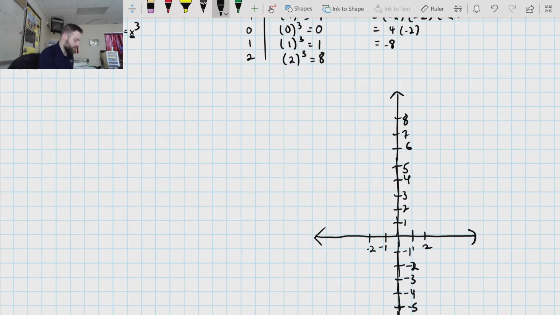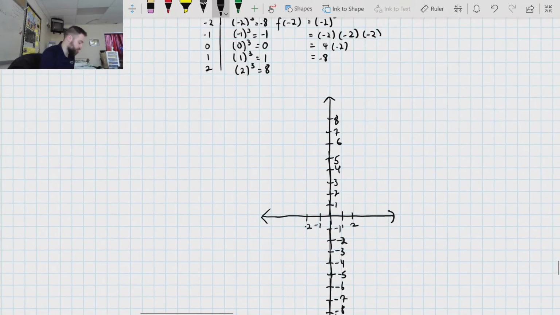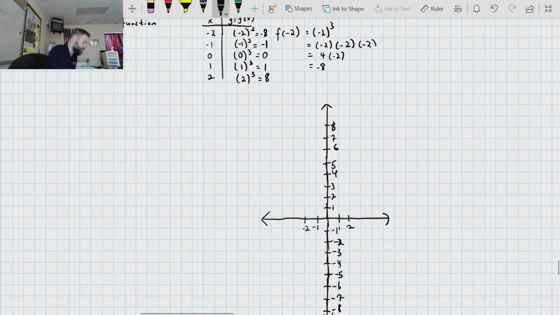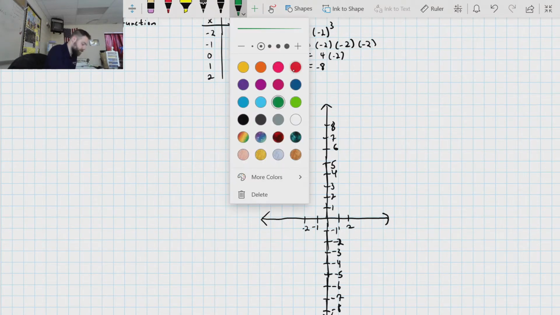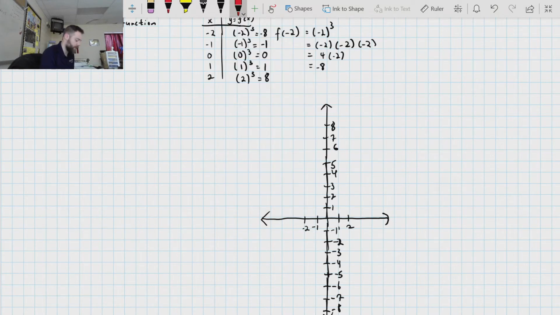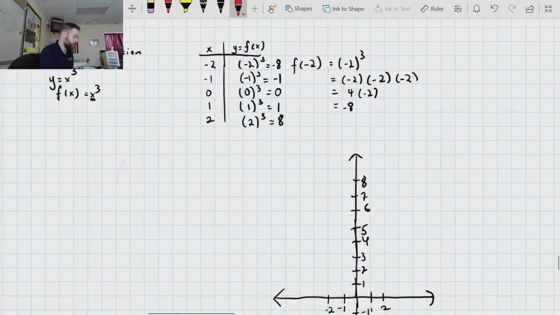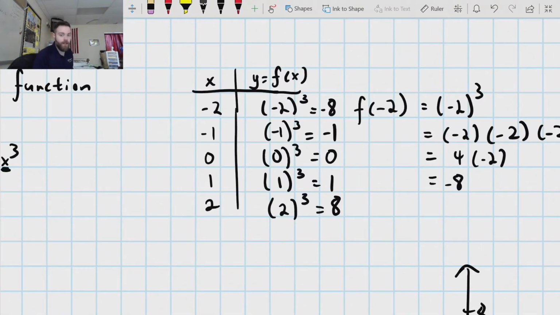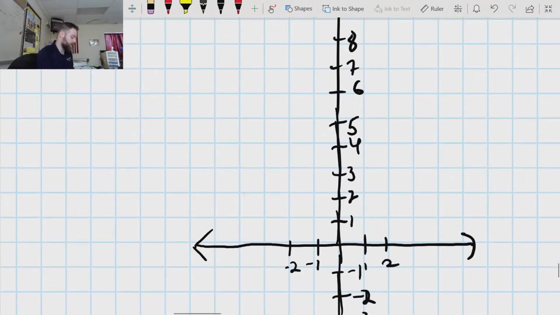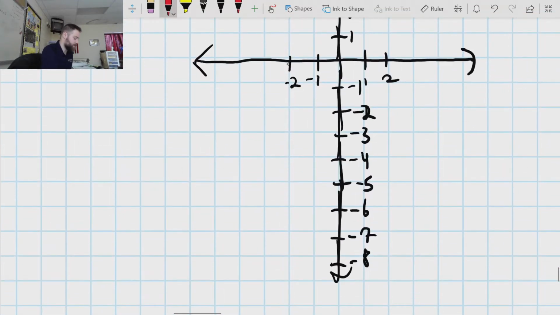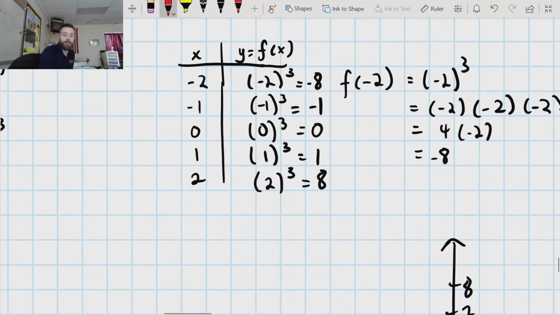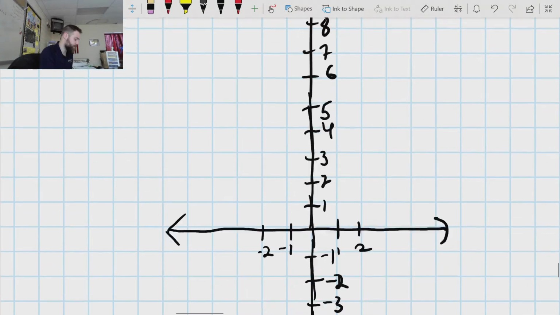So I want to graph these points, and I'll go with Roy G. Biv again. If I do this function in red, the first coordinate is -2, -8. Let me zoom in on that. If I plug in -2, we just saw that we get back -8, so -2, -8 is a coordinate pair. And then the next coordinate pair is -1, -1, so we're going to plot that.